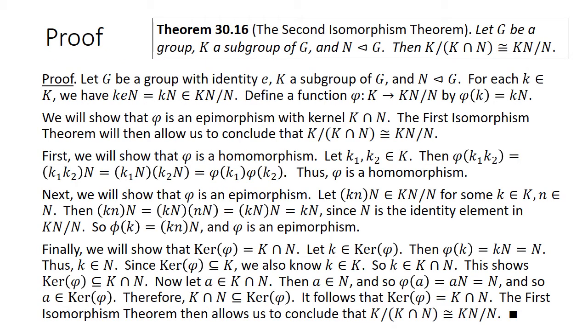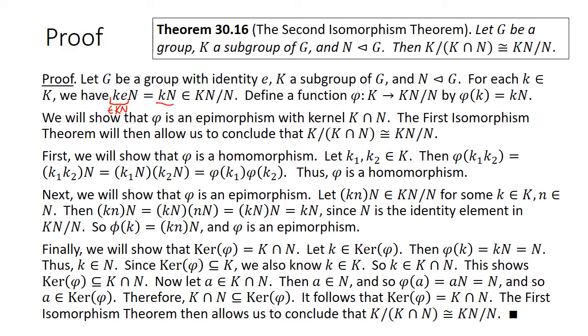Okay, so here's the proof. It's actually kind of short, so I was able to fit it on one slide. So we're going to start off by letting G be a group with identity E, K is going to be a subgroup of G, and N is a normal subgroup of G. Then for each little k in big K, we have the following. We can write little k as this element right here. So this is an element of K times N. And then if we put that in front of N, we get this coset right here, Kn.